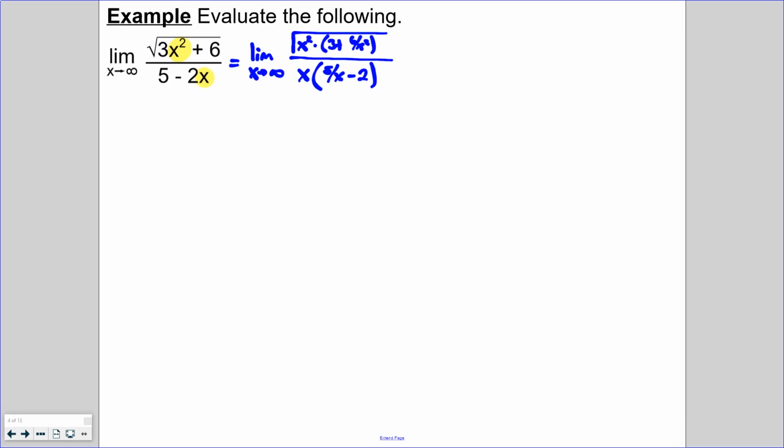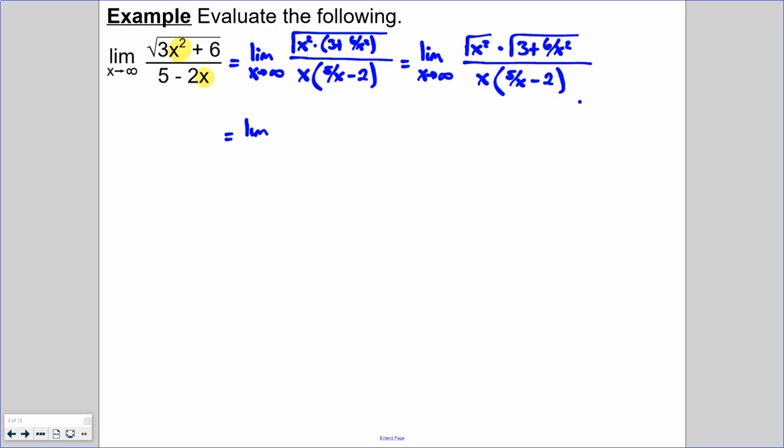Well, now we can continue our simplification here, so we're going to be left with the limit as x approaches infinity. I can pull apart the radical in the numerator because it's being held together by multiplication to get the square root of x squared times the square root of 3 plus 6 over x squared. That's all going to be over x times 5 over x minus 2. All right, now we can simplify the square root of x squared. So this is going to give us the limit as x approaches infinity of plus or minus x times the square root of 3 plus 6 over x squared all over x times 5 over x minus 2.